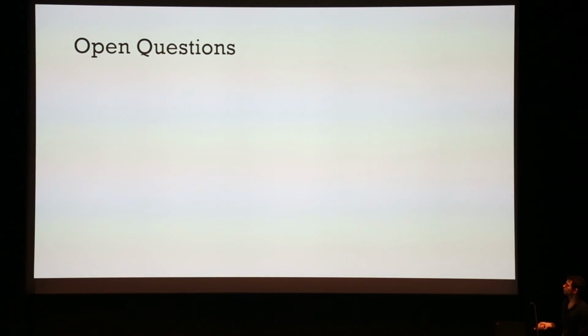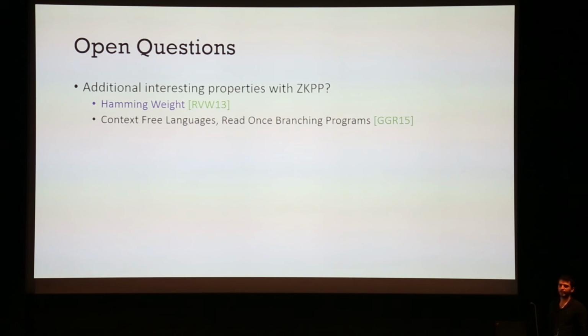Good. So let me conclude with some open questions. The first one, can we come up with additional interesting properties that have zero knowledge proofs of proximity? One interesting one is the Hamming weight that was considered by RVW in the setting of interactive proofs of proximity. And can we do it for general classes of languages, such as context-free languages and Rindbrand's matching programs, that also have general interactive proofs of proximity?